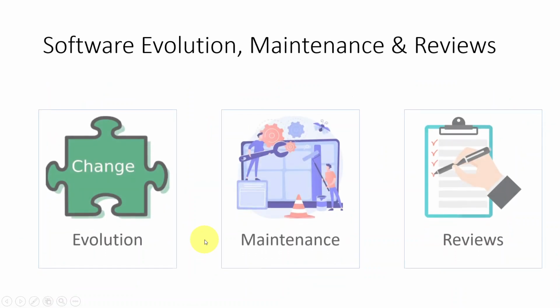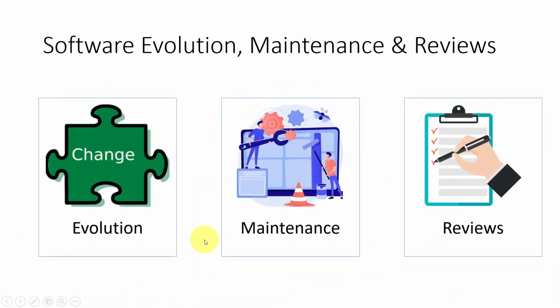And the final task that we are going to look at is the software evolution, maintenance, and reviews. When it comes to some other areas in engineering, mostly we are concerned about maintenance. For example, when you build a vehicle, we are more interested in the maintenance. When you build a power plant, we are more interested in the maintenance. But when it comes to software, we do evolution and maintenance. There are two reasons for that.